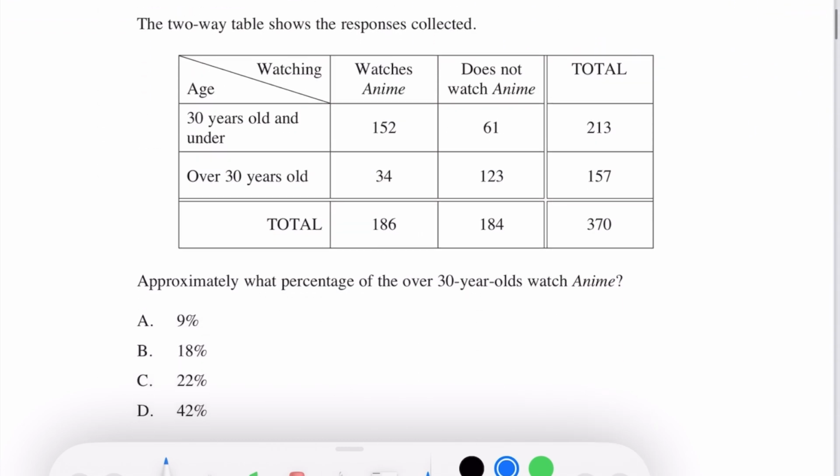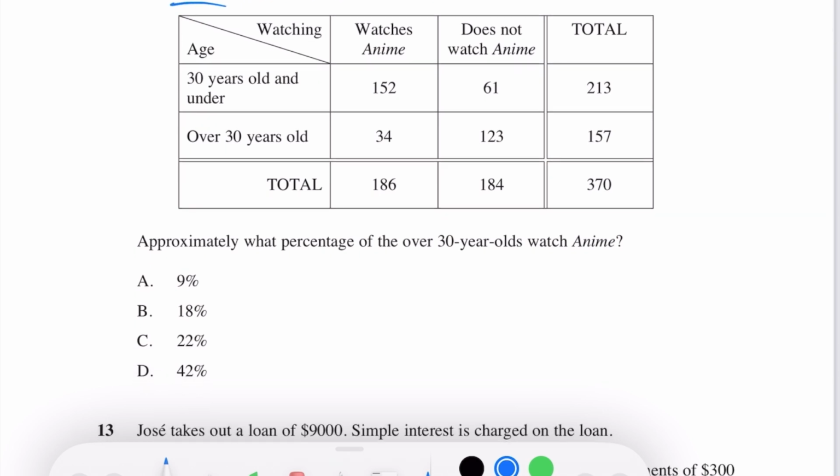Question 12. A survey of 370 people was conducted to investigate the association between watching anime and the age of a person. The two-way table shows the results. Approximately what percentage of over 30-year-olds watch anime? So what percentage of over 30-year-olds? So that means we're going to limit our denominator, not to the total, but specifically to the over 30-year-olds. And there's 157 over 30-year-olds. That's going to go on the bottom.